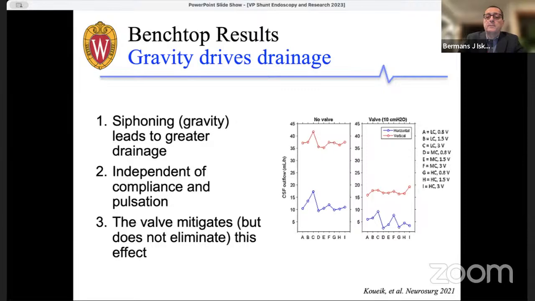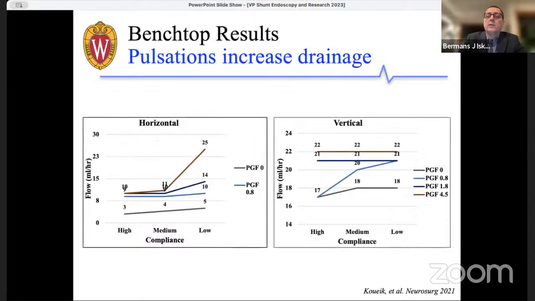The second thing we found is that when we initiate pulsations into the shunt system, we also increase drainage, especially in the horizontal position. The vertical position is overwhelmed by gravity, and that's the dominant force that creates the drainage pattern. However, in the horizontal position where there's no gravity involved, the more the pulsations, the more the drainage.